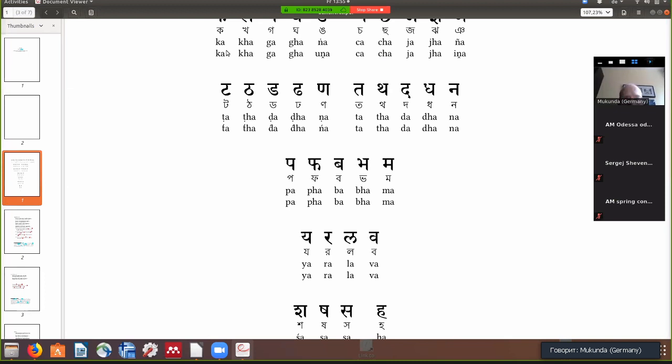But in fact, the English T is somewhere in between the two. These are nuances, but it is important to distinguish the two groups because the words are different.